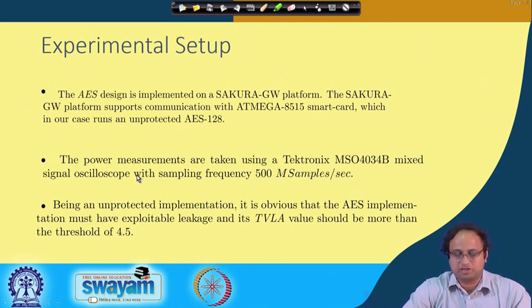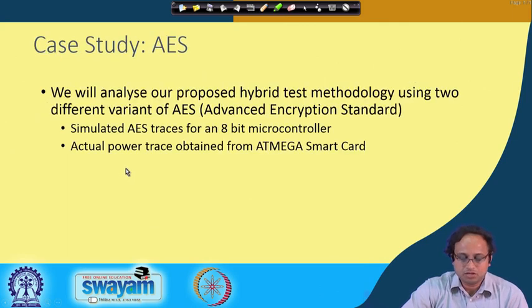That means I should get a TVLA value which is probably more than, say, a given threshold of 4.5, for example. So we will analyze our proposed test methodology for 2 different variants of AES. In one case I will be simulating the AES traces for an 8-bit microcontroller. In the other case, we will be doing the test on an actual Atmega smart card, okay.